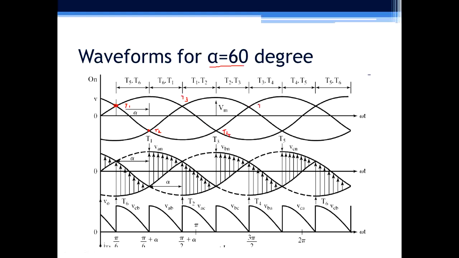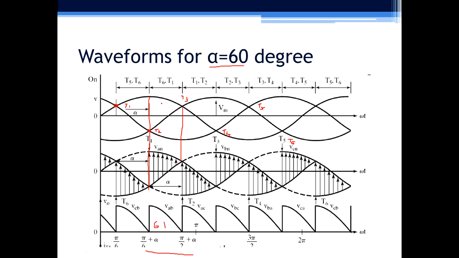Here T5 will conduct and here T6 will conduct. In the first interval, it starts with 30 plus alpha to 90 plus alpha. So if alpha is 60, the device will start conducting from this 30 plus alpha, and continue to 90 plus alpha. So this is the first interval, 30 plus alpha to 90 plus alpha. Here 6 and 1 are conducting. When 6 and 1 conduct, the output voltage is VAB.